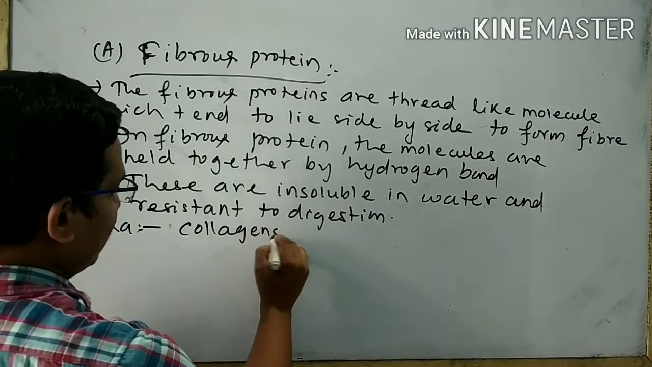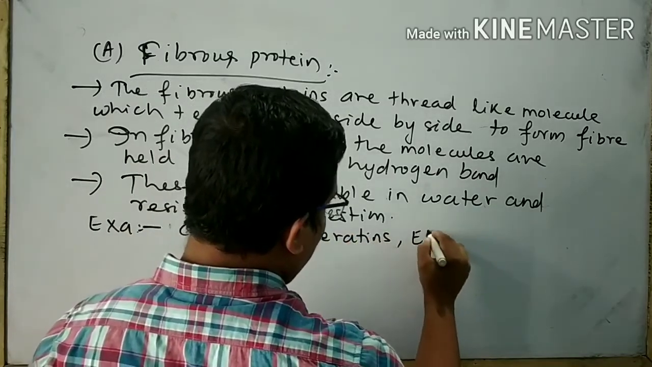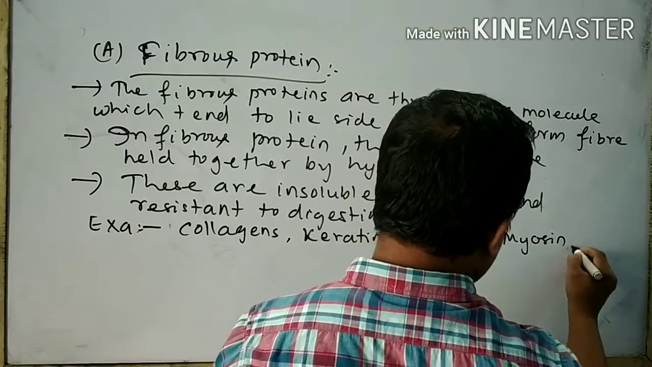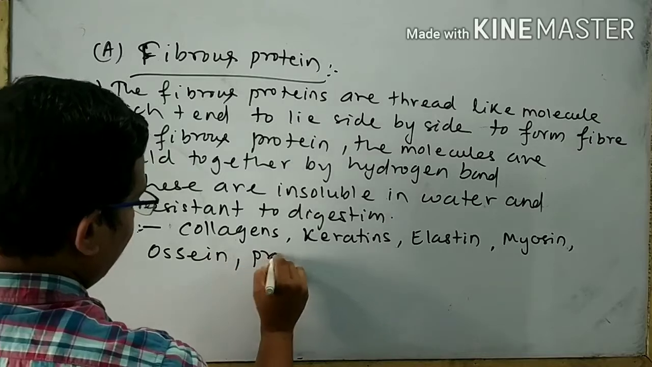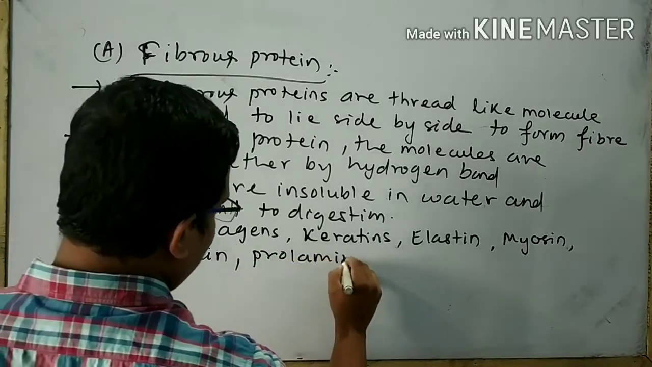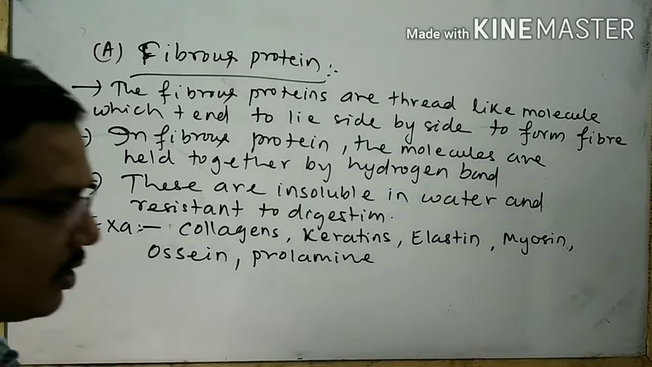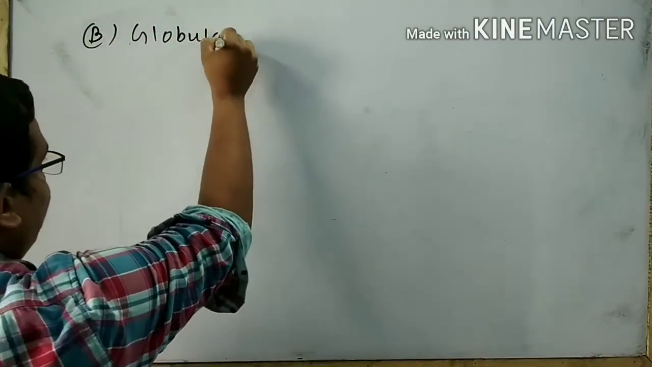The examples of fibrous protein are collagens, keratins, elastin, myosin, osein, prolamine. These are the examples of fibrous protein. Next I will discuss about the globular protein.